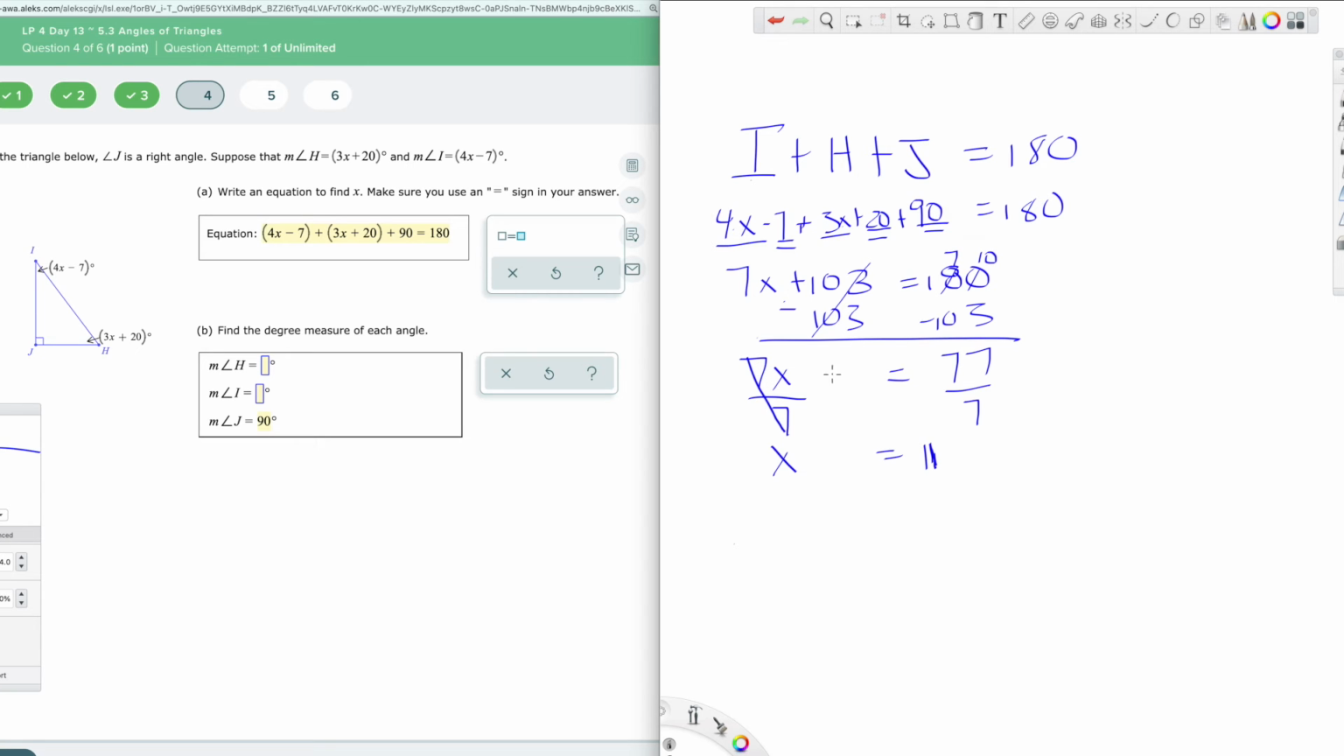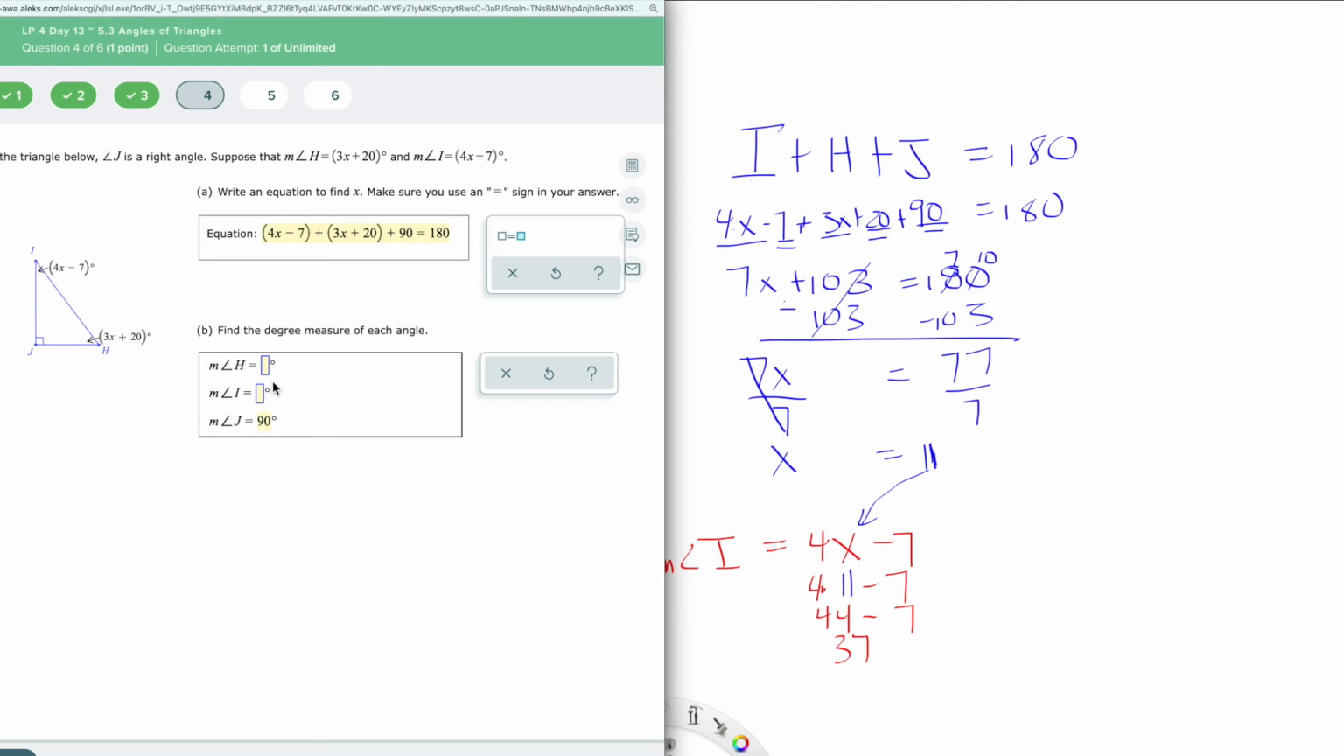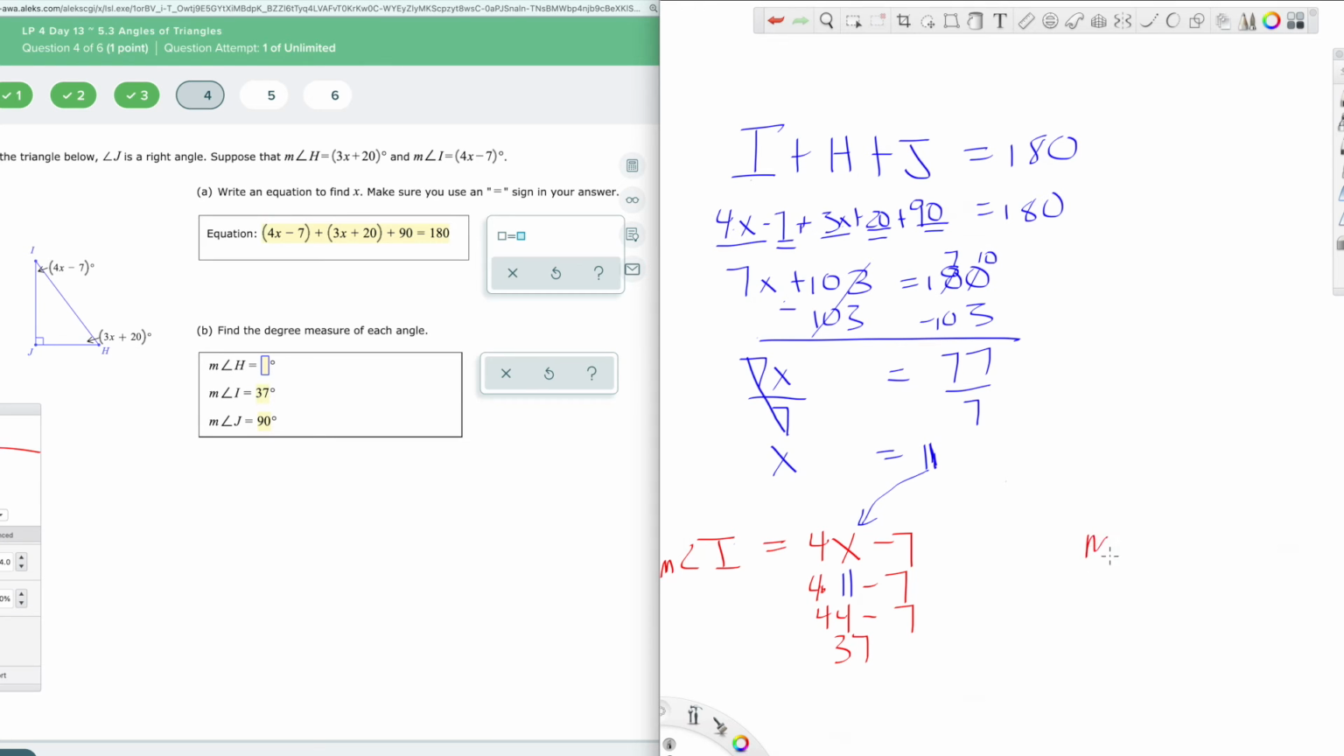All right, so we know what x is. Now I'm going to go back and look at angle I. The measure of angle I equals 4x minus 7. And we want to make sure that we bring this 11 right here. So it's going to be 4 times 11 minus 7. So we have 44 minus 7, and that would be 37, I believe. So angle I is 37.